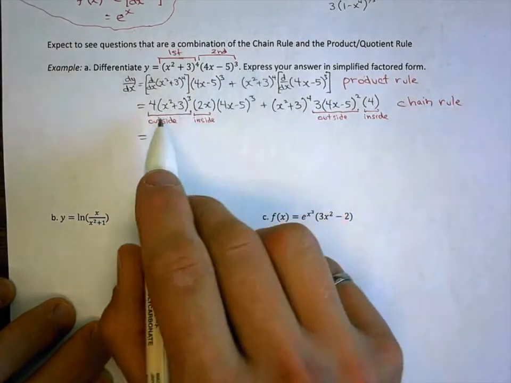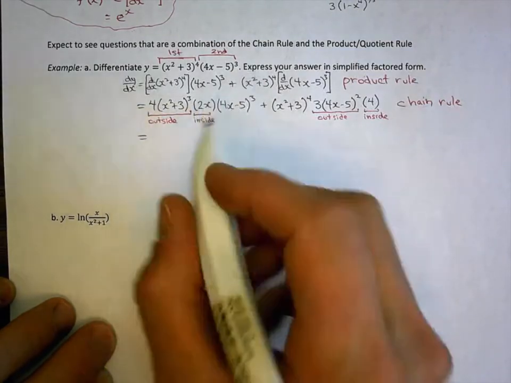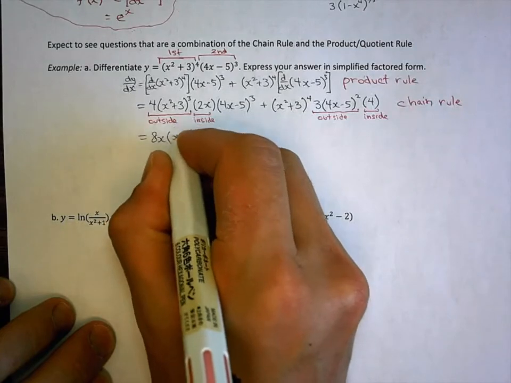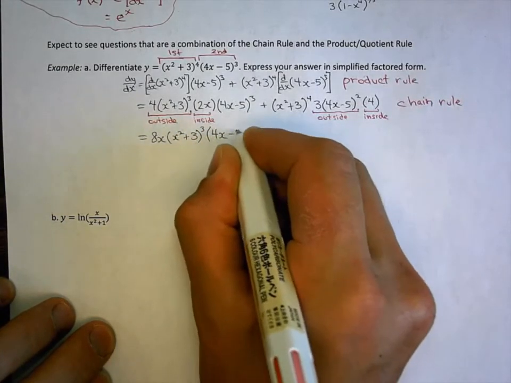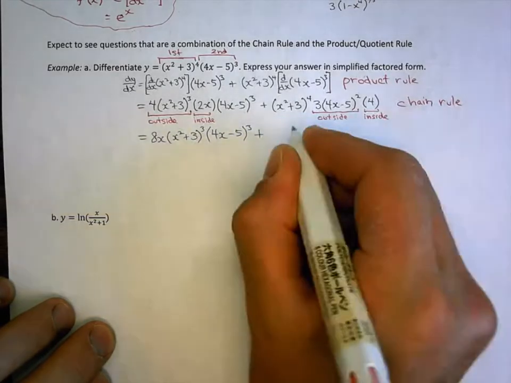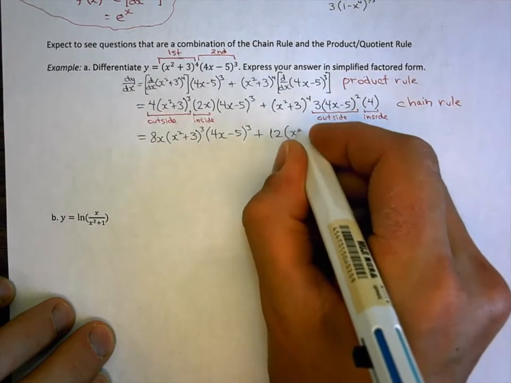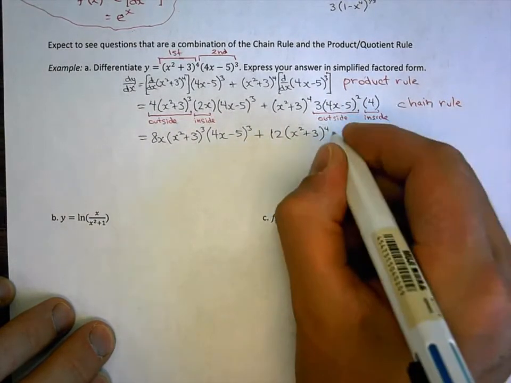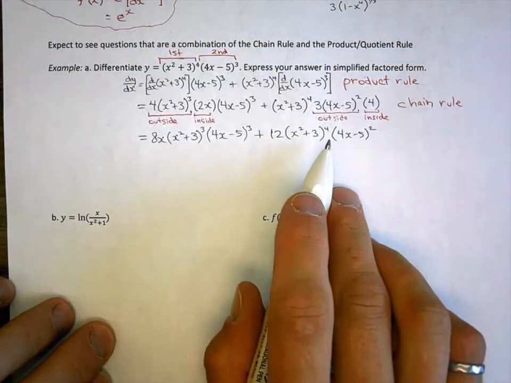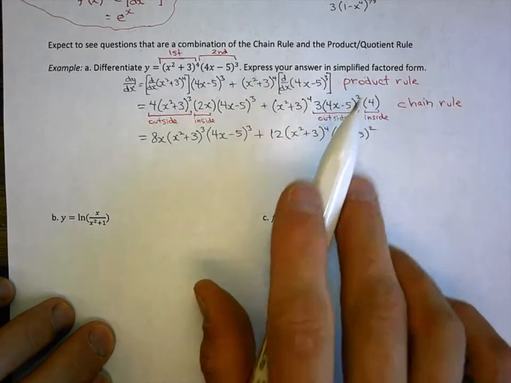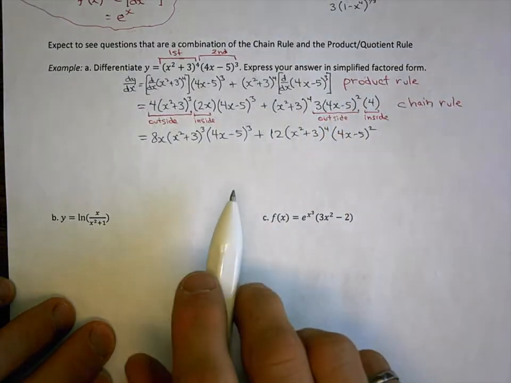So the first thing I'm going to do is clean this up a little bit. So 4 times, these are all being multiplied, so 4 times 2x is 8x, x squared plus 3 to the power of 3, 4x minus 5 to the power of 3, plus, what about here? Oh, there's a constant, 3 times 4, which is 12, x squared plus 3 to the power of 4, 4x minus 5 to the power of 2. Don't forget your exponents. Now, let's simplify this into a factored form. So I need to factor out anything that's common. So let's start with the numbers.